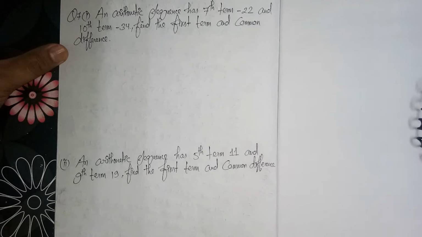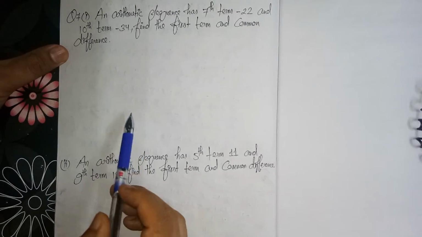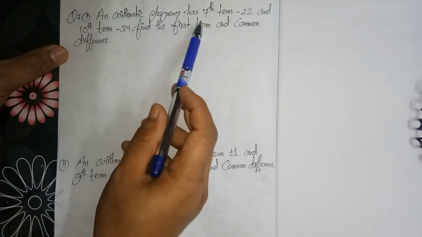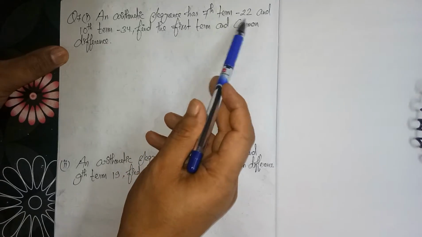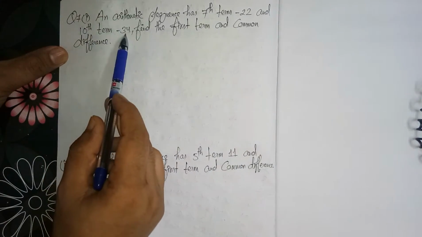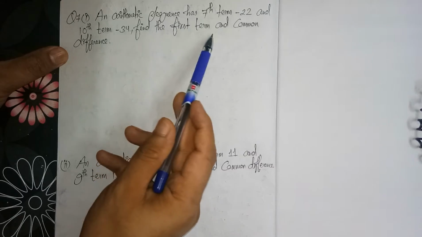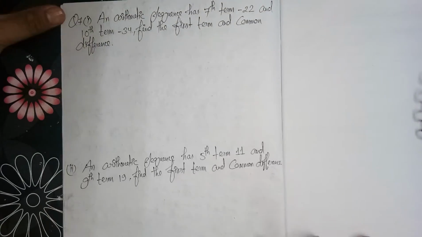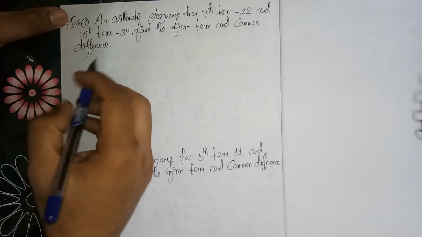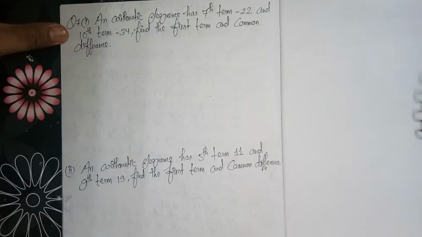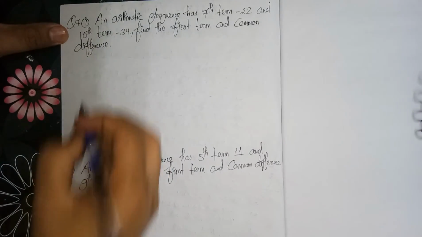In question number 7 first part, the question is saying an arithmetic sequence has 7th term minus 22 and 10th term minus 34. Find the first term and common difference. Here the first thing that we have to do is write what is being provided. Okay, solution.